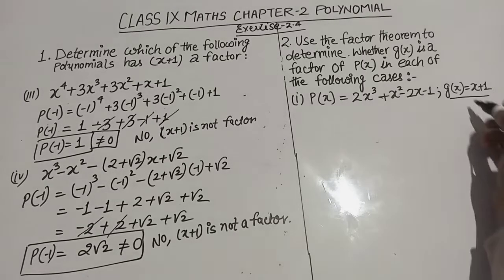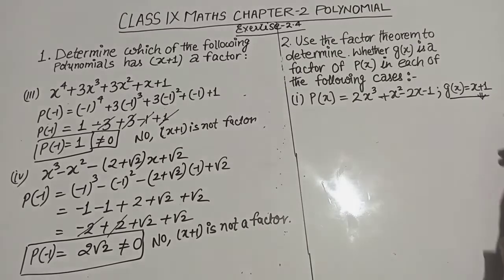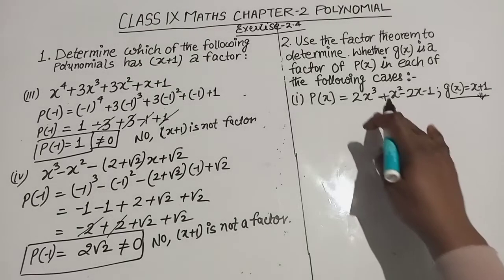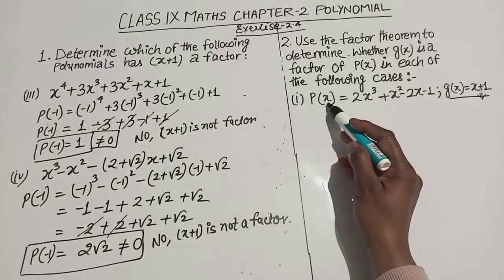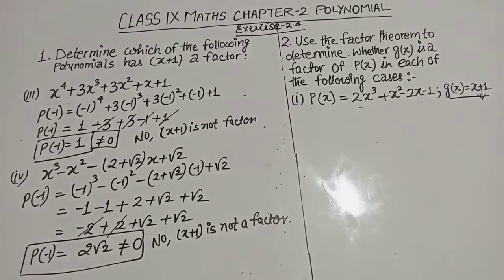So when we put the value from g(x), which is x plus 1, in this equation, the value of x is minus 1. When we put the value of x here, if the whole polynomial becomes 0, then yes, g(x) is a factor of p(x). Same as question number 1.